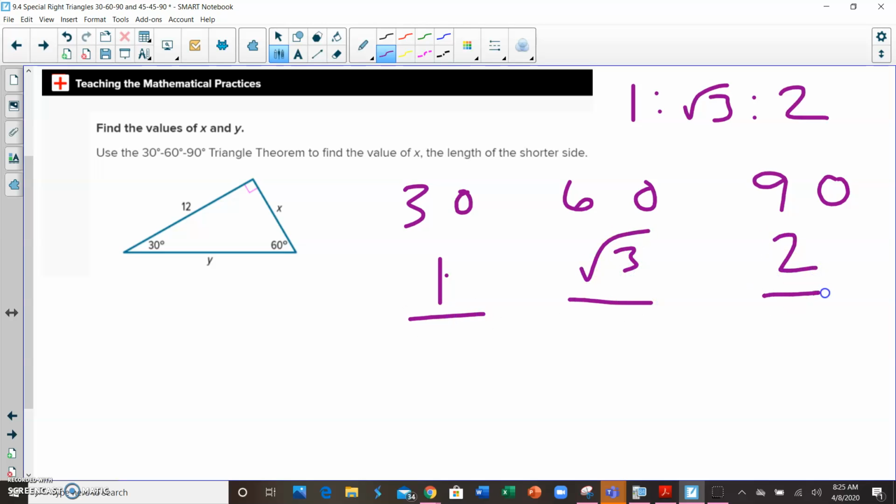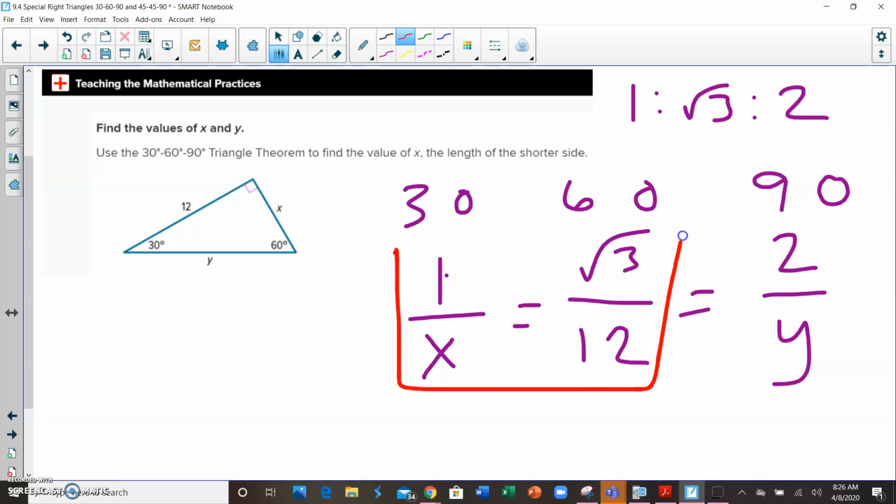And now we're going to make ratios with these. All right, so what is across from 30 degrees? Across from 30 degrees is x. Across from 60 degrees is 12. And across from 90 degrees is y. So now we are simply going to make ratios into proportions, and we're going to cross multiply. So then we're going to get x times the square root of 3 is equal to 12.